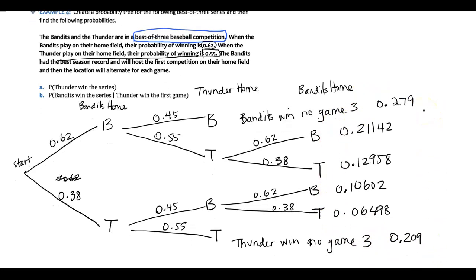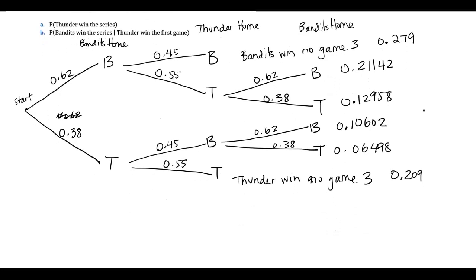Let's take a look at part A. The Thunder win the series. So any branch where the Thunder win 2 out of the 3 games would be part of what we want to total. So if we look, we want Bandits, Thunder, Thunder. We're going to take that probability, 0.12958, 12,958 hundred thousandths. We could also have Thunder win first, Bandits win second, Thunder win third, or Thunder win in 2 games.